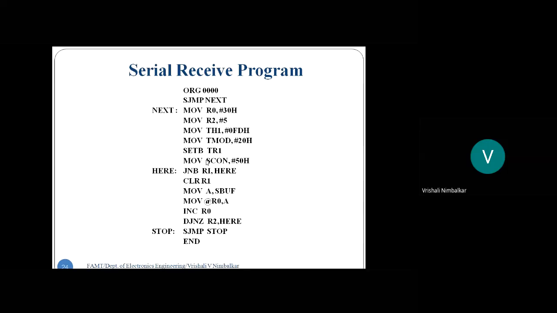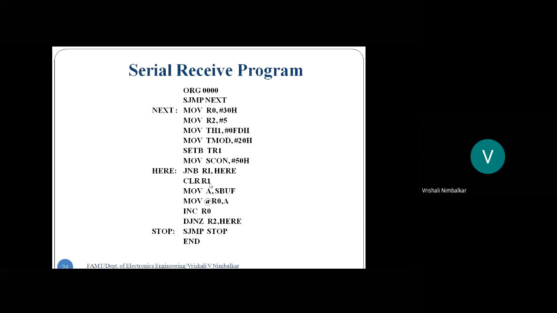So serial reception begins. We kept on checking whether the reception is completed or not. As soon as the reception is completed, the RI flag is set. Immediately we cleared the RI flag. The character received is in SBUF. We took it in the accumulator. From the accumulator, we saved it in memory. We pointed to the next memory location and then decremented the counter.